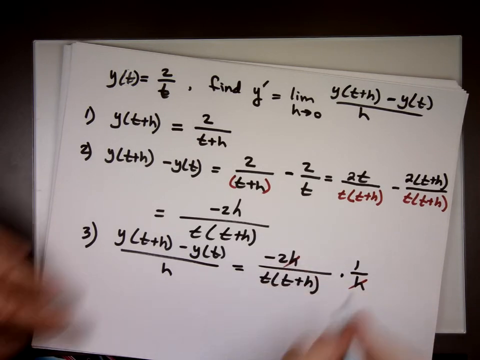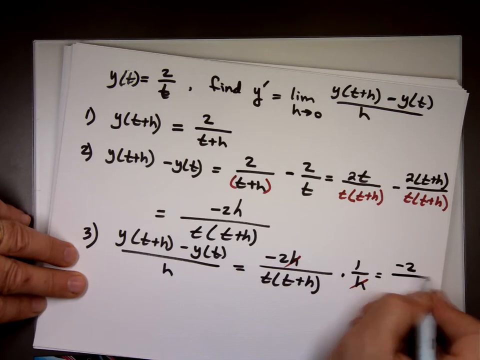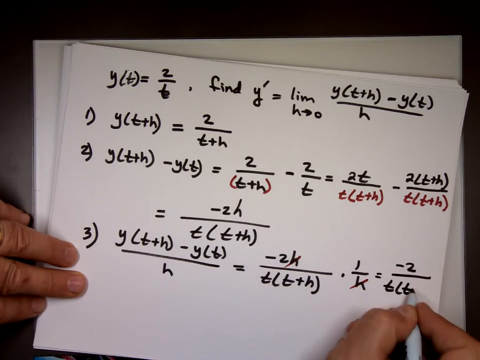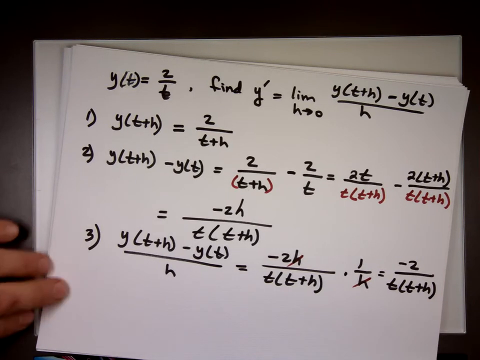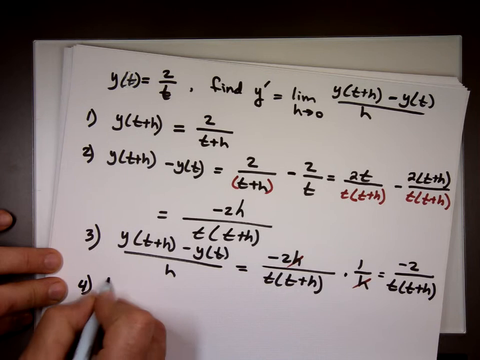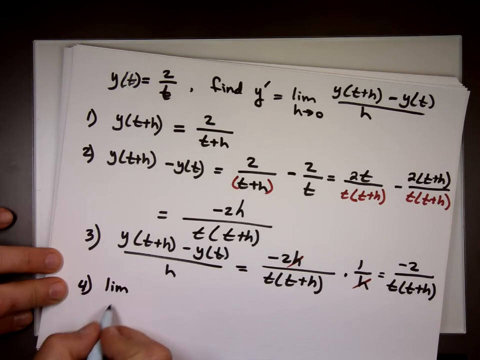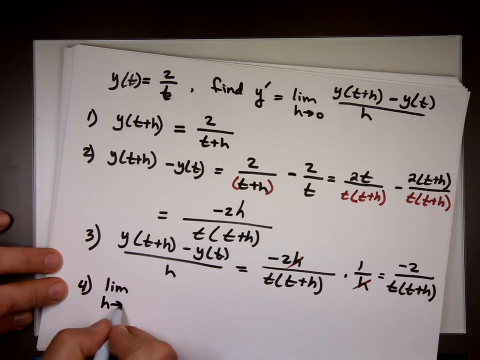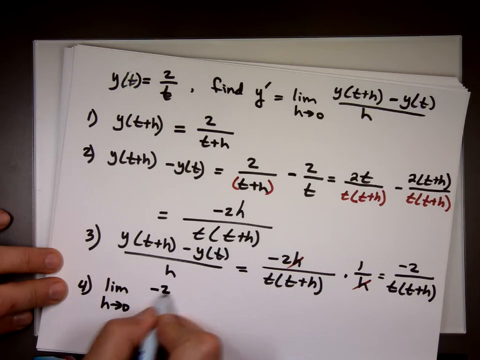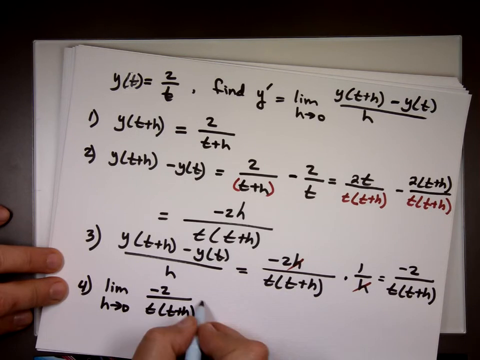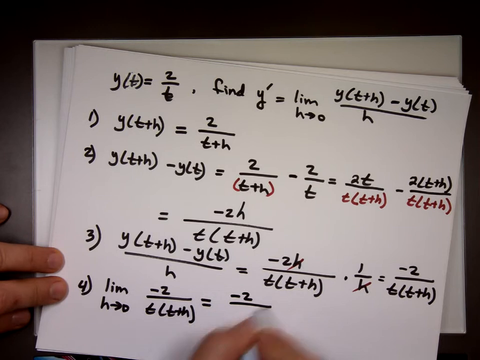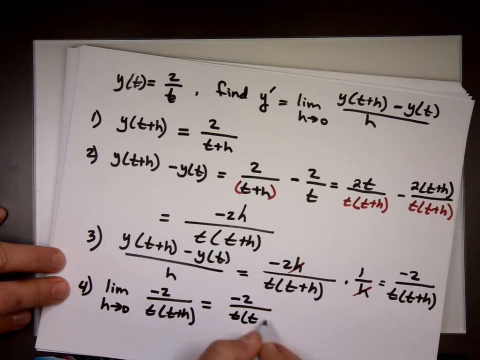You end up with negative 2 over T times T plus H. Now just the last step, and we're done. Take the limit as H approaches 0. So as you plug in H approaches 0, we're going to have negative 2 over what? T times T, which is negative 2 over T squared.